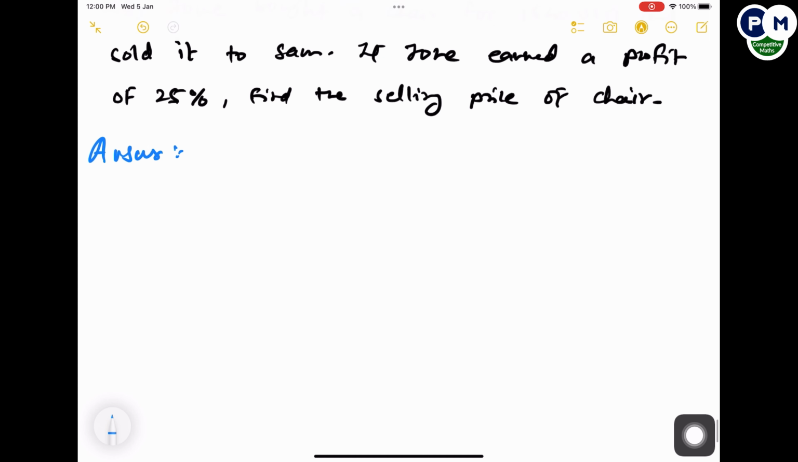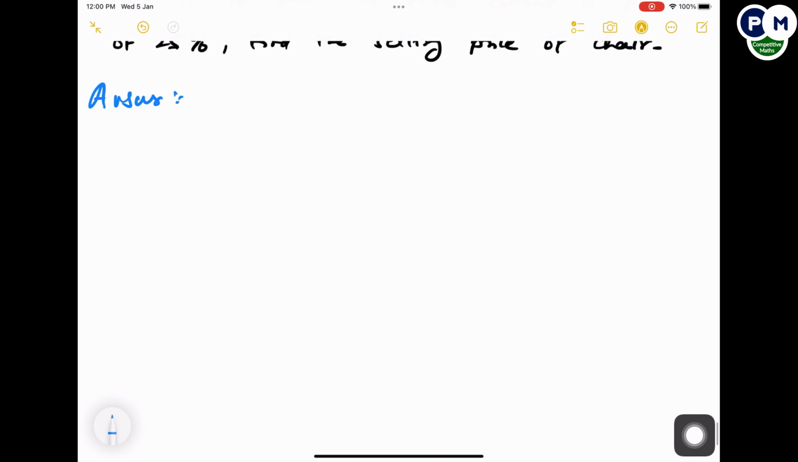Here is the next problem statement. John bought a chair for $1,540 and sold it to Sam. If John earned a profit of 25%, find the selling price of chair. Here is an answer with explanation.